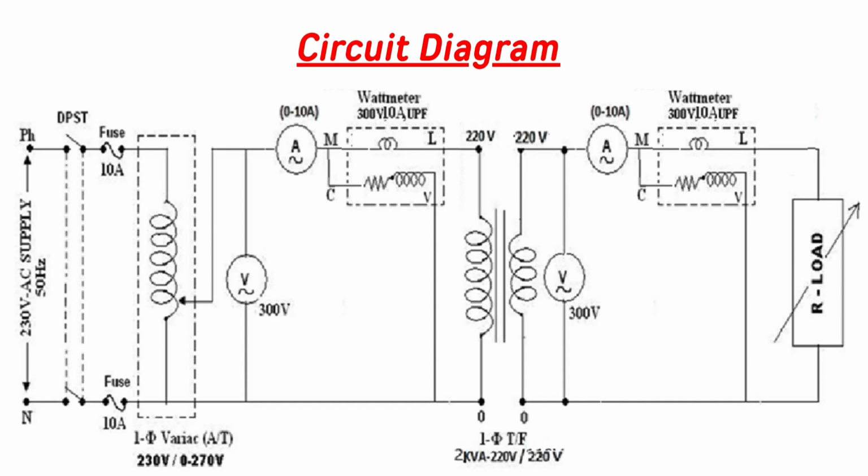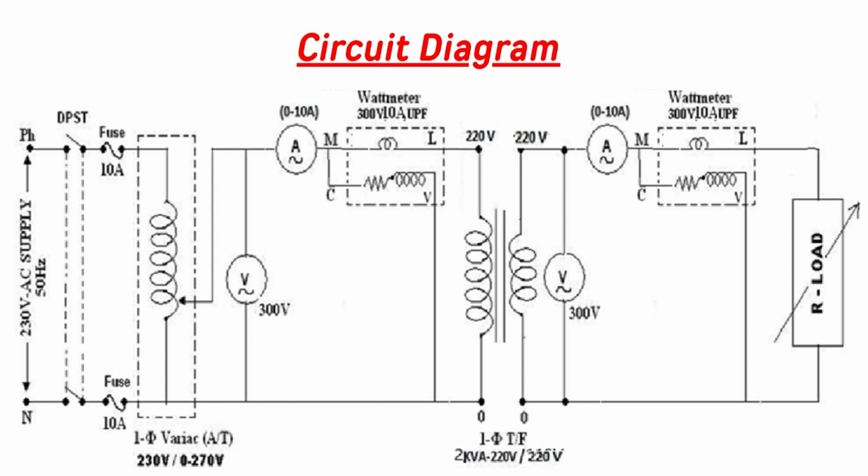Now the meters used in this experiment are moving iron. MI is the type of the meters, and the rating is 0 to 300 volts for the voltmeter and 0 to 10 amperes for the ammeter. The wattmeter ratings are 300 volts by 10 amperes UPF. Both wattmeters are of the same rating.